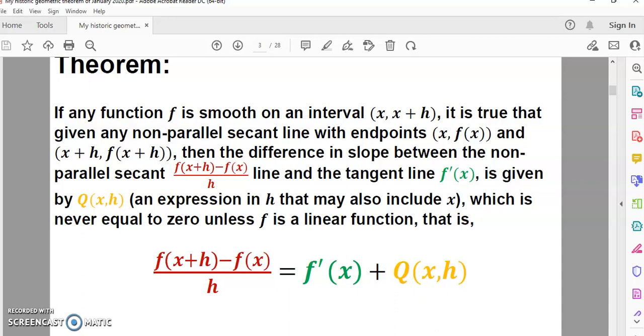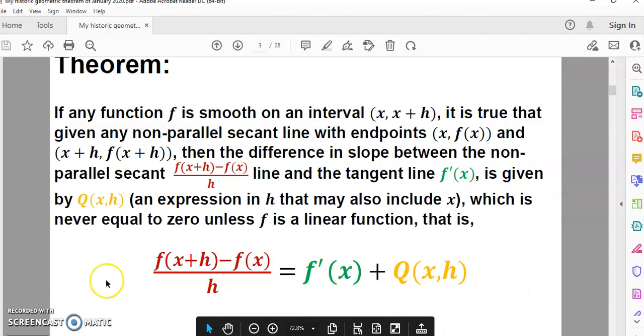Now I called it q simply because that's the first letter that came to mind, and it has nothing to do with QAnon, which is a garbage organization and a garbage concept, by the way, so don't associate me with that. So it's an expression in h and may also include x. Now, q of x, h is never equal to 0 unless, of course, f is a linear function. And this is the identity that is derived from this theorem.